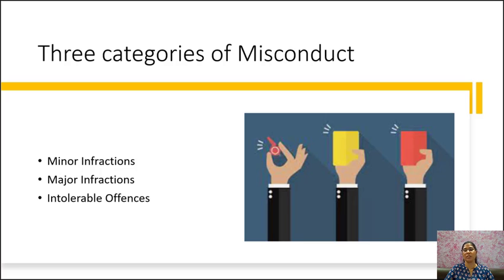Second is major infractions. These are acts which damage morale, such as cheating, lying, stealing, refusal to carry out orders, which fall under the category of major infractions. Third category of misconduct is intolerable offense. These refer to acts of drastic and illegal nature. Examples of these offenses or acts are threat to use weapons, use of hard drugs on the job, fighting, smoking at the workplace where inflammables and combustibles are kept, which causes danger to the organization.